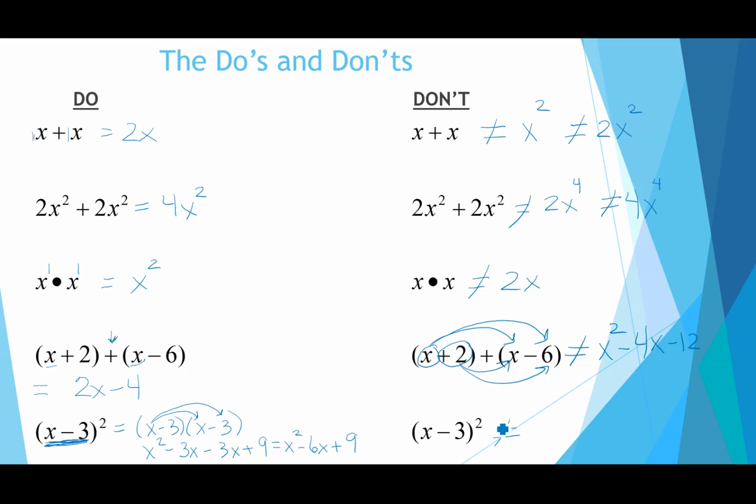Do not try to distribute this square over your subtraction, or even if it were addition here. That's a don't. You cannot say that x minus 3 squared is x squared minus or plus 9. You can't just square those. You must expand and distribute so that you can get that middle term on your trinomial. Okay, I hope that is a help for you.